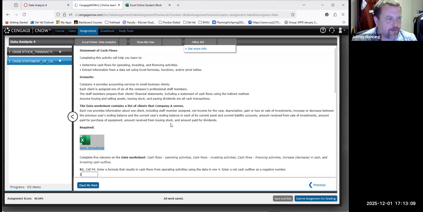Okay, so the company provides accounting services to small business clients. Each client is assigned one of six of the company's professional staff members. The staff members prepare their clients' financial statements, including the statement of cash flows using the indirect method. Assume buying and selling assets, issuing stock, and paying dividends are all cash transactions. And this is probably a very realistic sheet to have. So let's look at this.